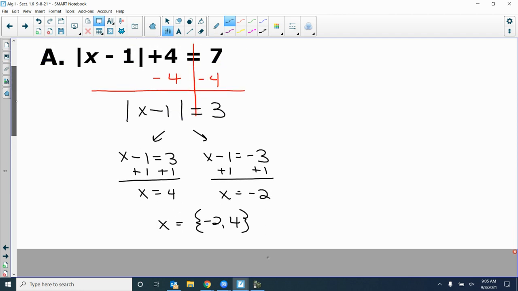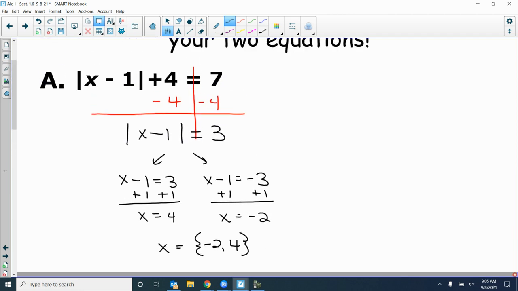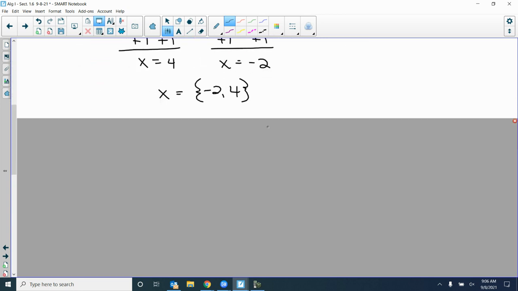And if I plug in up here 4, 4 minus 1 is 3. The absolute value of 3 is 3. 3 plus 4 is 7. Negative 2 minus 1. That's what? Negative 3. What's the absolute value of negative 3? 3. Positive 3. I still get 7. It's got to work if we do everything right. You got to be able to check it. You got to see if it works.